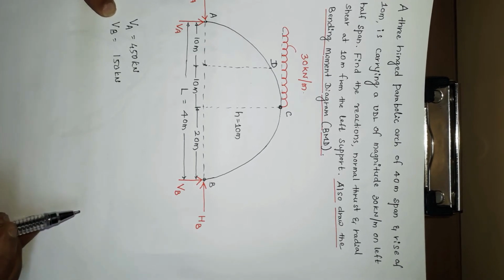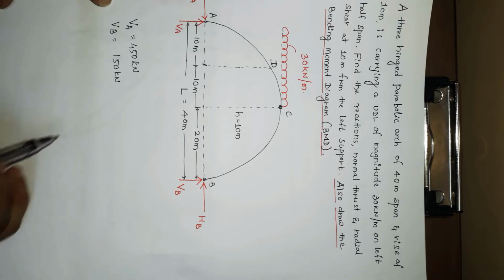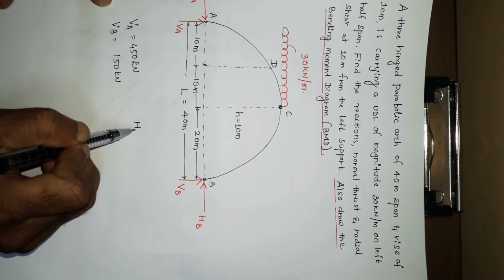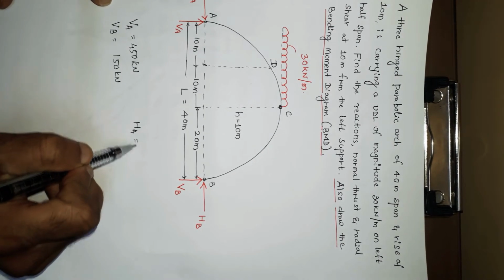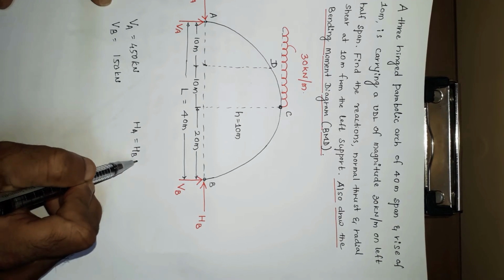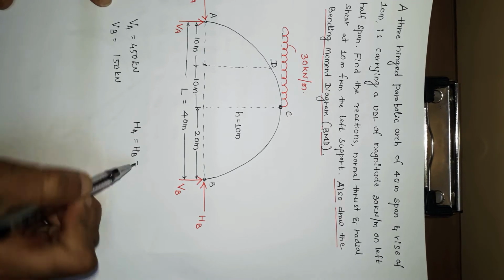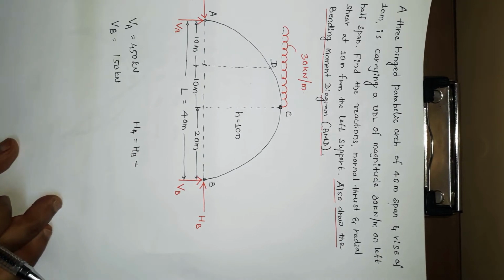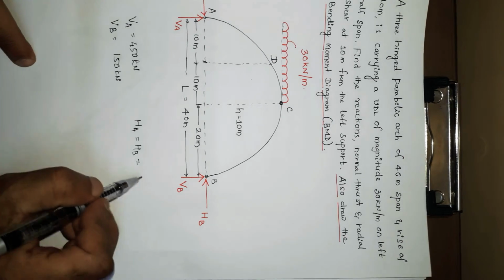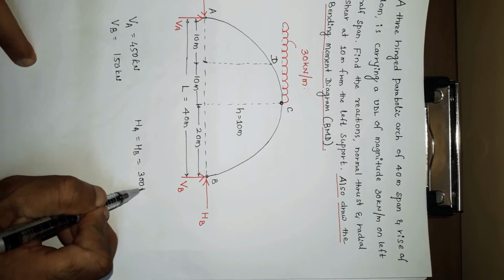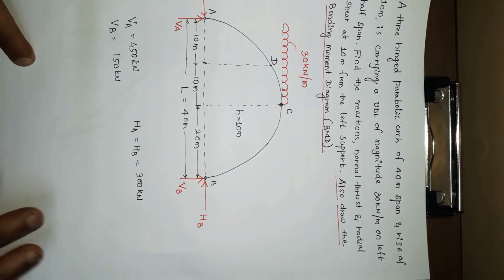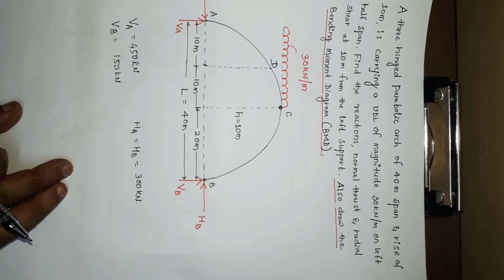Okay, so next horizontal reactions. HA is equal to HB is equal to, the horizontal reaction will be 300 kilonewton. So these are the reactions. Already we know how to calculate these things. Now let us move on to the next.